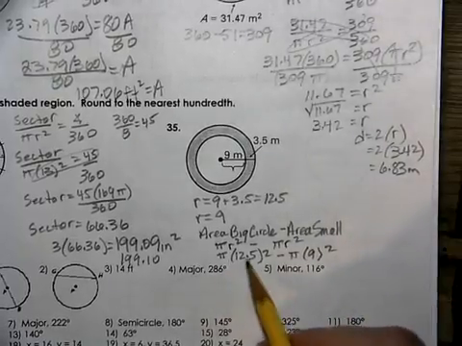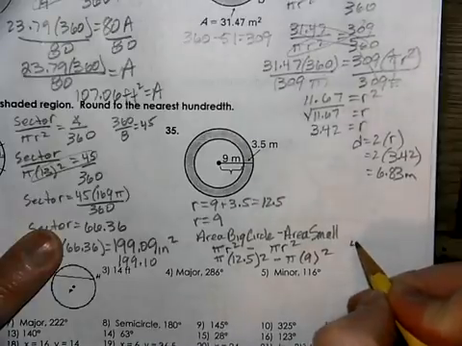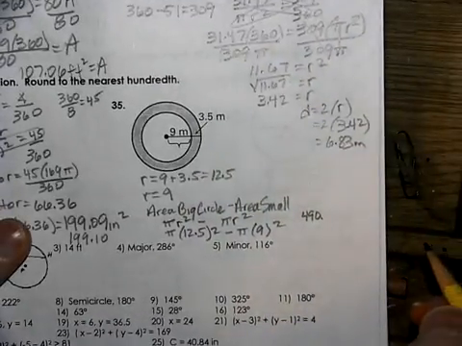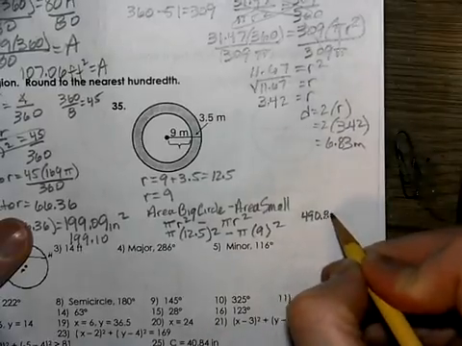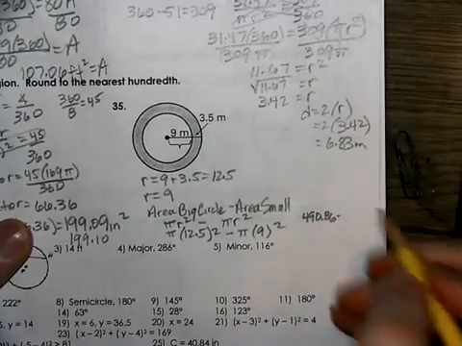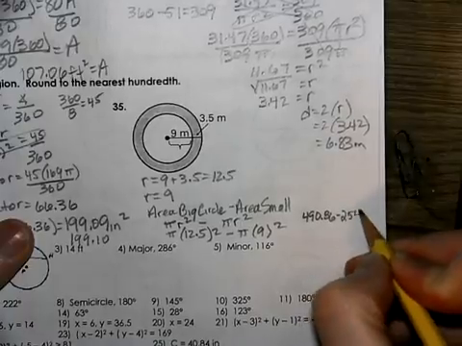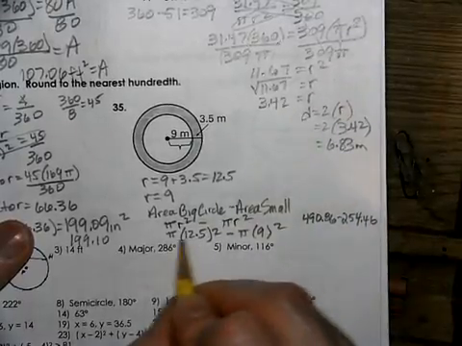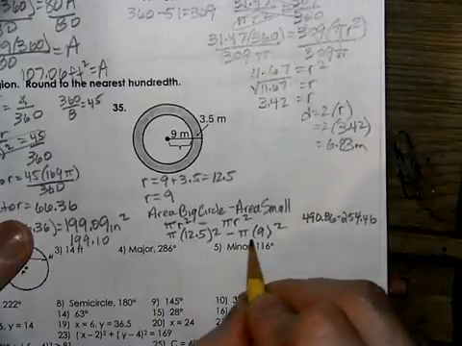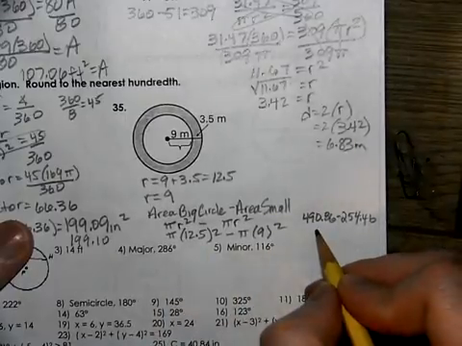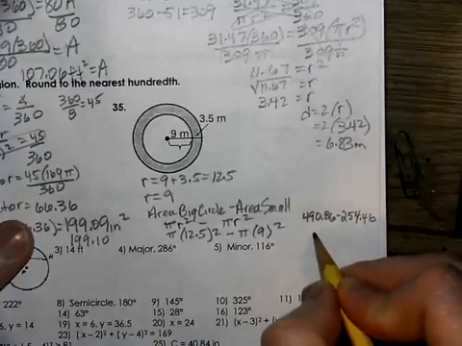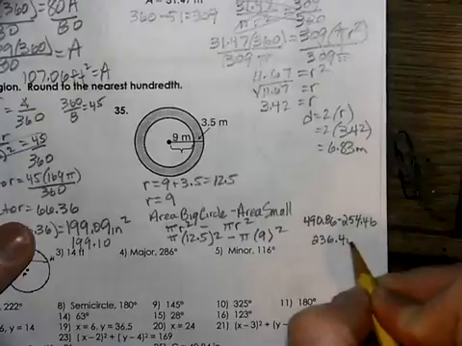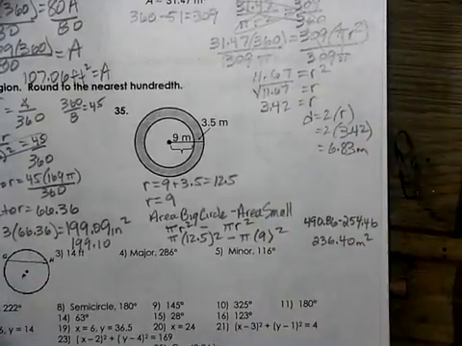So when we calculate this together, we get 490.86, and we subtract 254.46. That's that value to be 490, and that's that value to be 254. Subtract these two from each other, 236.40, and these are meters squared.